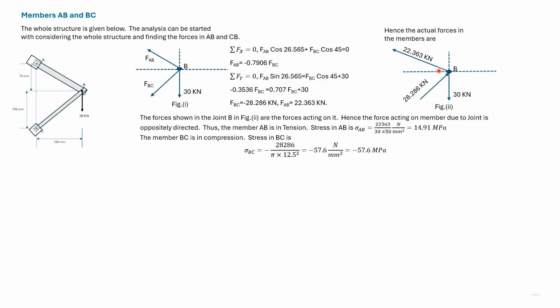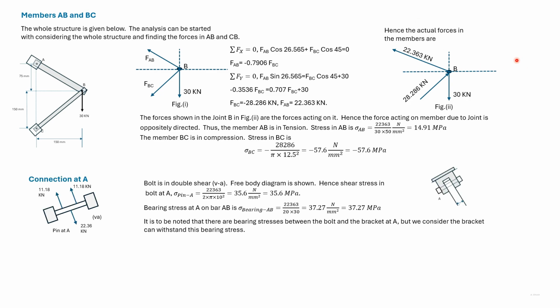These forces are the forces that act on the joint. The joint in turn will have reaction forces that will act on the bars AB and BC. We see that AB will be in tension and BC would be in compression. We now find the stresses in AB and BC.